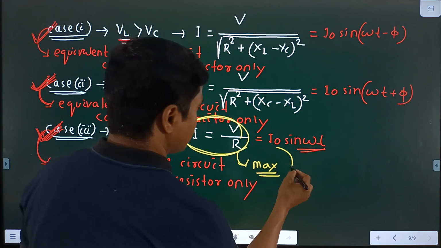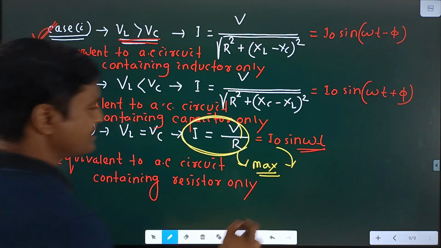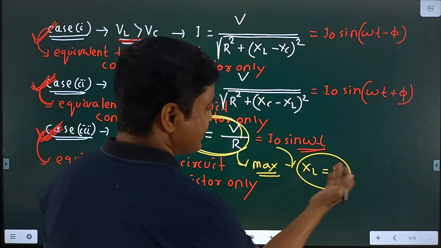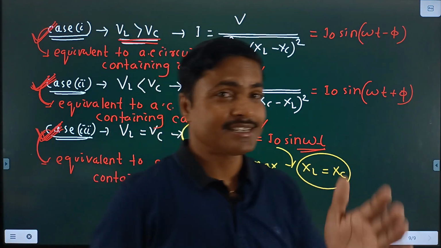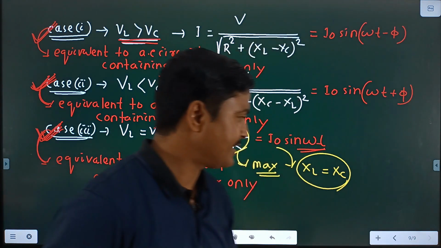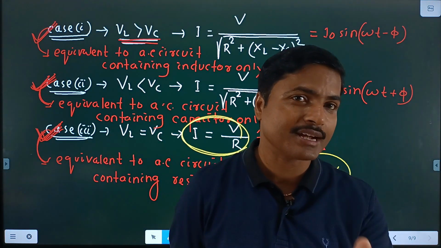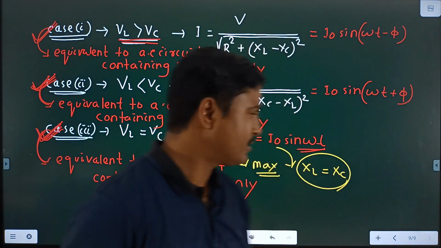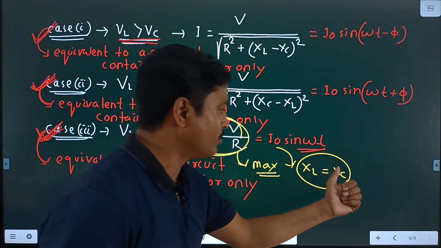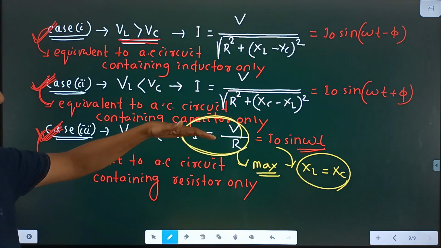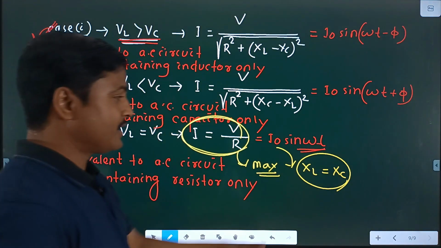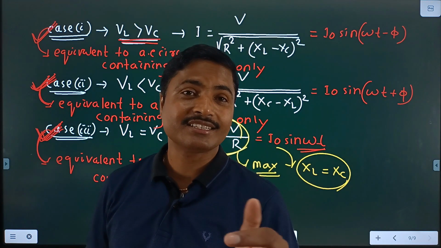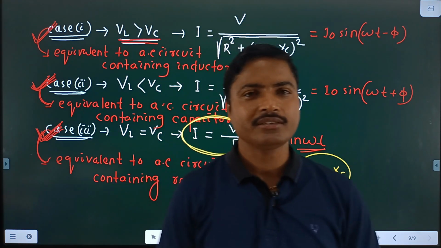Resonance condition means VL is equal to VC, or XL is equal to XC. XL means the inductive reactance, and XC means the capacitive reactance. That means in case of an LCR series circuit, if inductive reactance is equal to capacitive reactance, we get the maximum current. And that is the resonance condition. Clear? And this is all about your LCR series circuit and impedance.